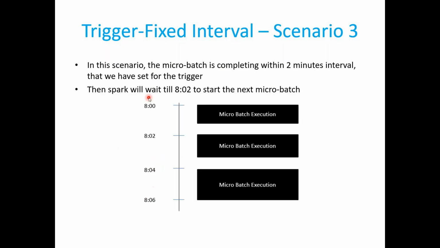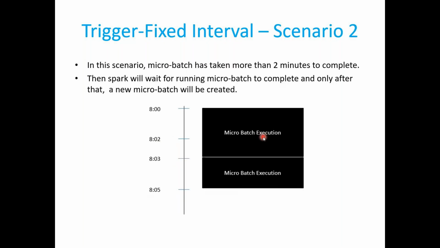Third scenario is, let's say the micro batch is completing within the 2 minute interval that we have set for the trigger. Spark will wait until 82 to start a new micro batch. See here, the first micro batch is getting completed in less than 2 minutes. Then Spark will wait until it reaches 82 to start a new micro batch, right? So these are the different scenarios in the fixed interval.